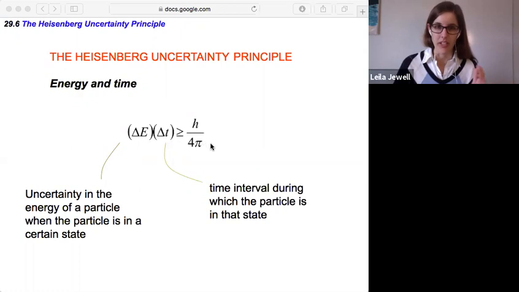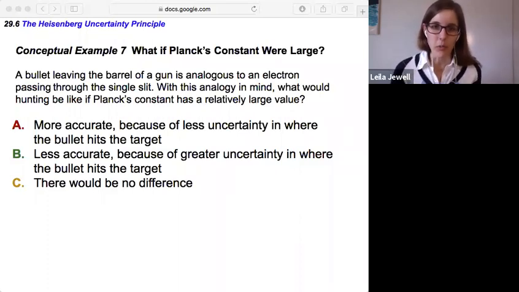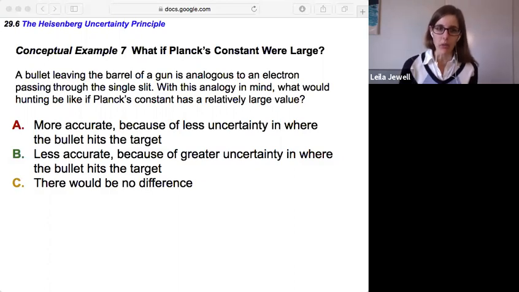All right, so with this in mind, let's take a look at a conceptual example to see if we can try and wrap our heads around this just a little more. What if Planck's constant were large? A bullet leaving the barrel of a gun is analogous to an electron passing through a single slit. With this analogy in mind, what would hunting be like if Planck's constant had a relatively large value?